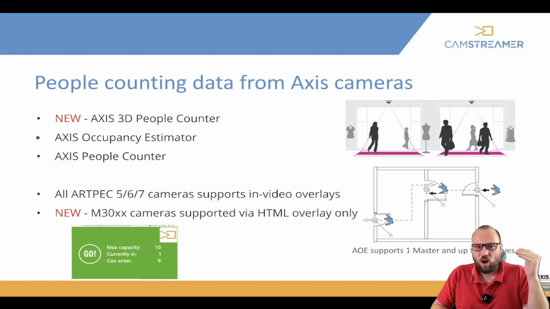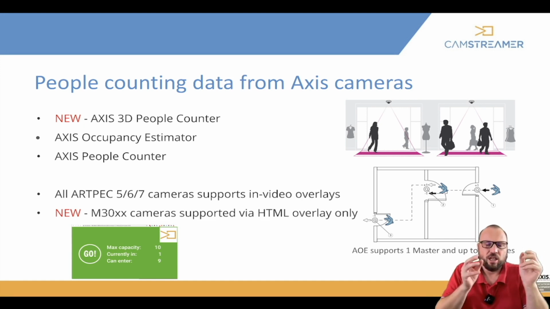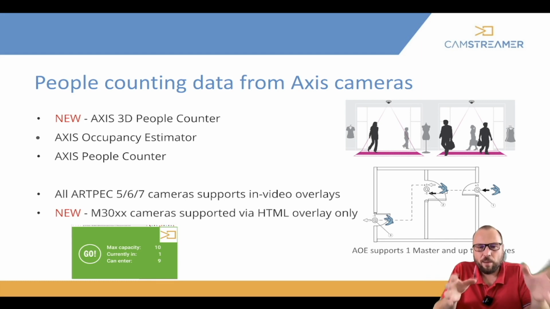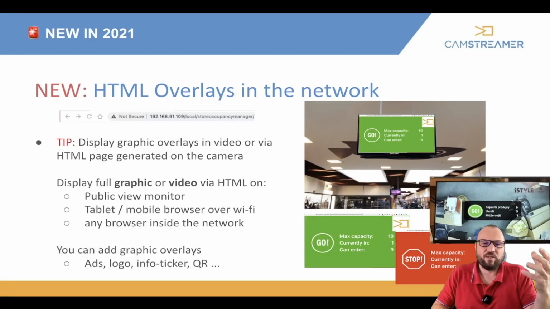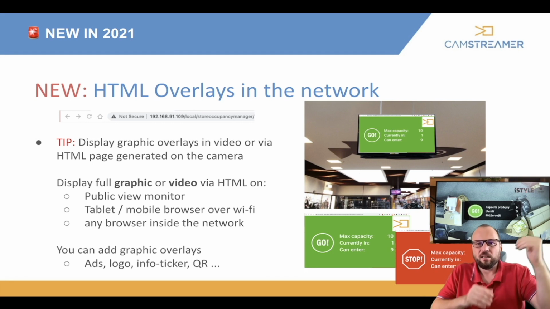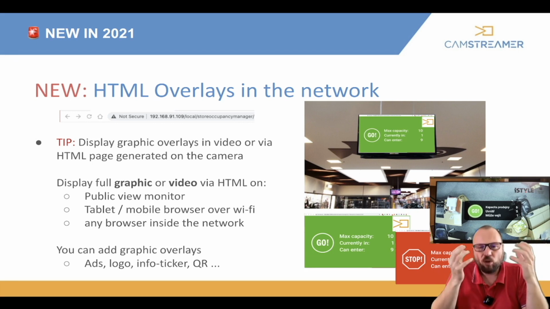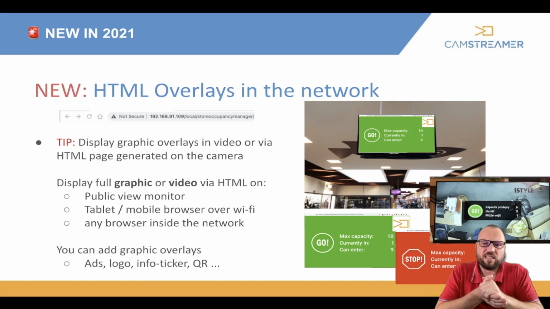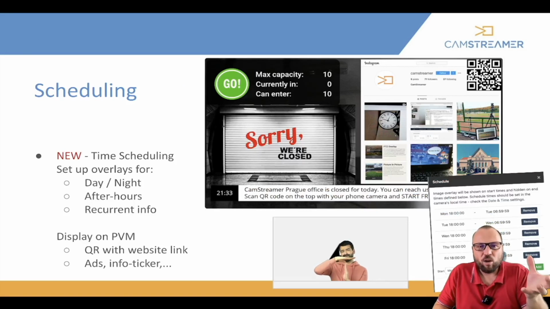It works on all ARTPEC 5, 6, 7 cameras, and with the huge baseline of M30 series cameras, we have added an HTML overlay option. So the graphic is not put into the video, but we generate an HTML page on the camera. So anyone connected to the same network can easily open this HTML page and check the status of occupancy in real time. Any of the overlays can be scheduled.